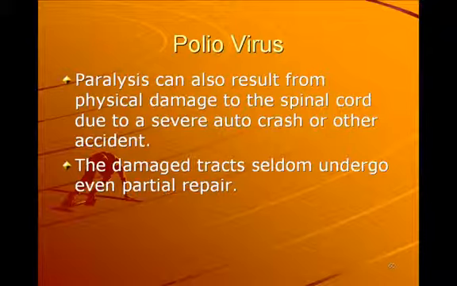Paralysis can also result from physical damage to the spinal cord itself due to a severe auto crash or other accidents that can damage neural tissue. The damaged tracts seldom will undergo even partial repair. So once that damage has occurred, usually it's permanent.